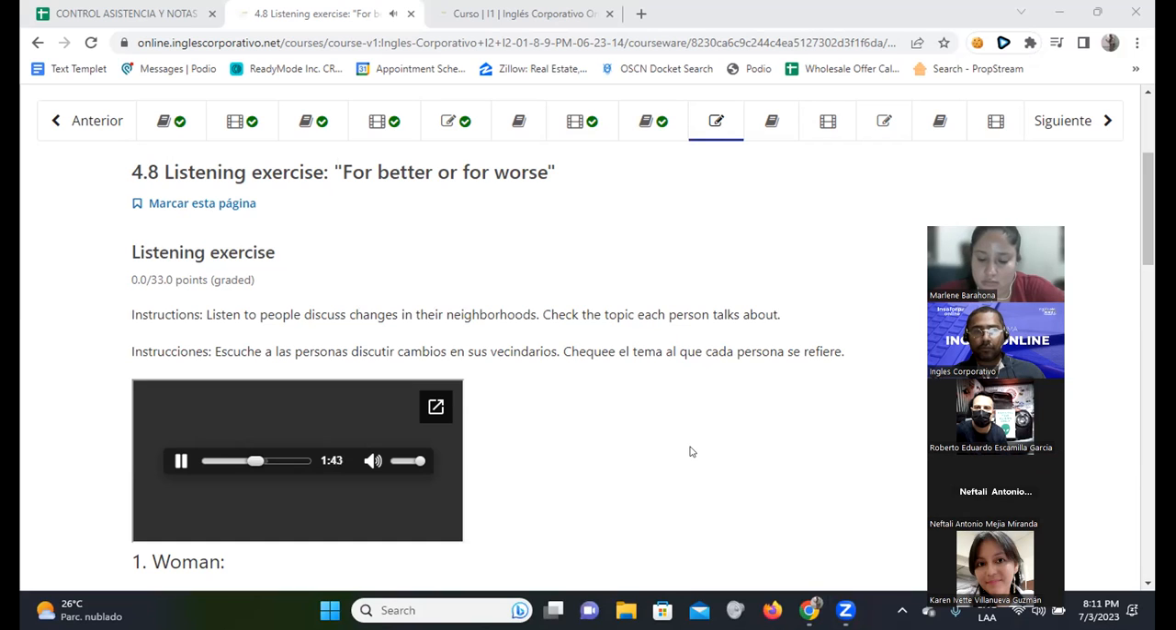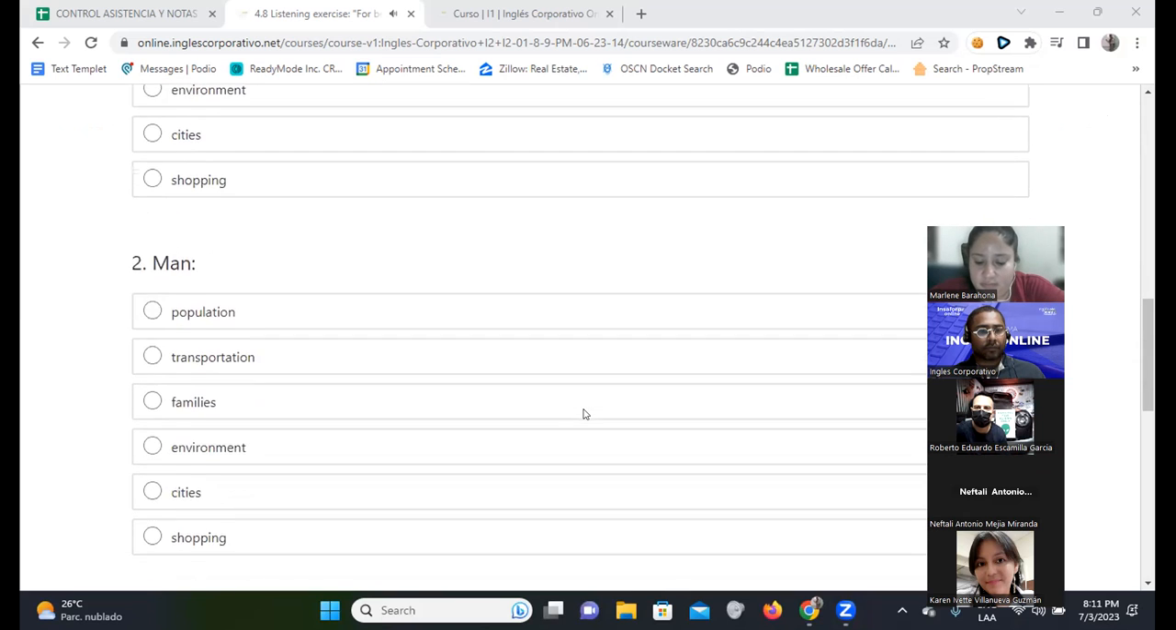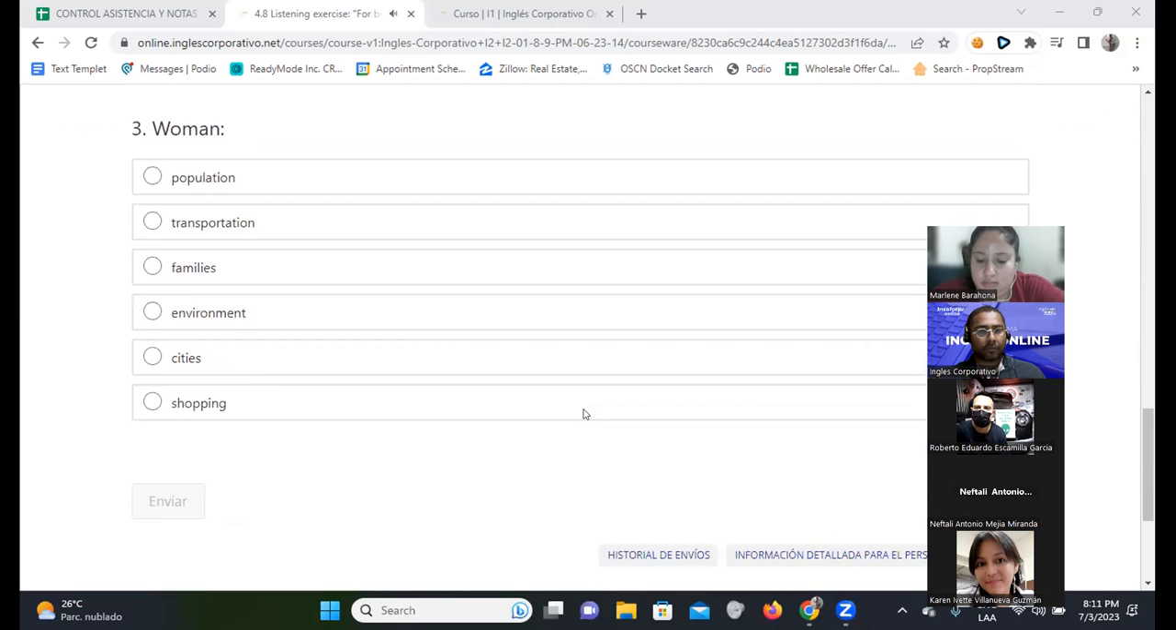Page 60. Exercise 5. Part B. Listen again. Write down the change and if things are better or worse now.